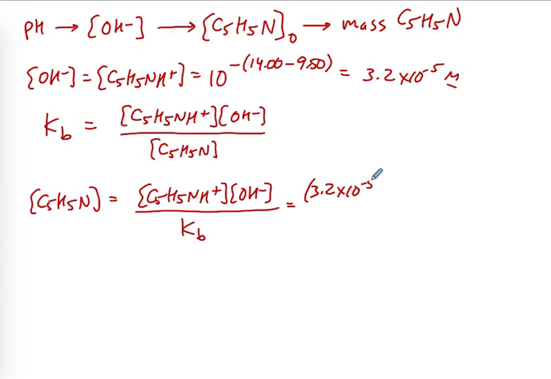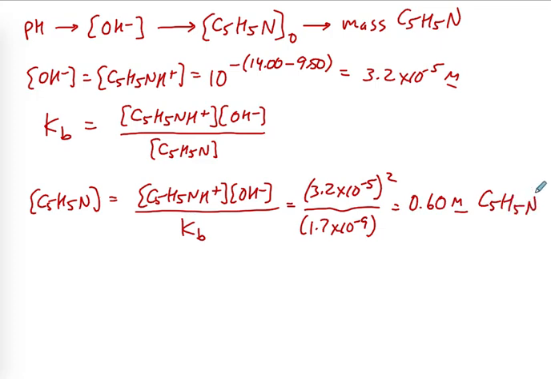3.2 times 10 to the negative fifth quantity squared over 1.7 times 10 to the negative ninth equals 0.60 molar as my equilibrium concentration of pyridine. And we can see that if we were to add to that 3.2 times 10 to the negative fifth, that would be totally negligible. Okay, so we have our concentration of pyridine required to give the specified pH.